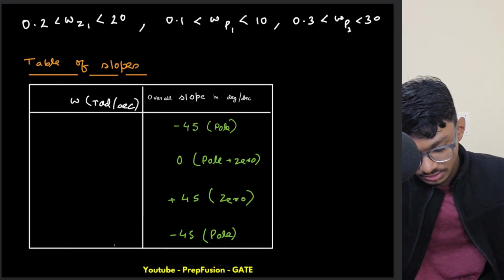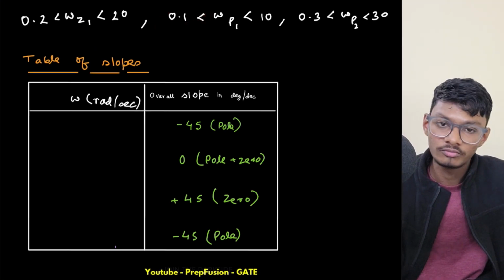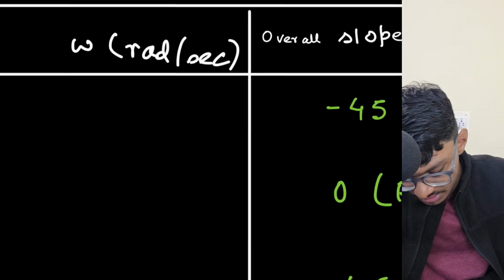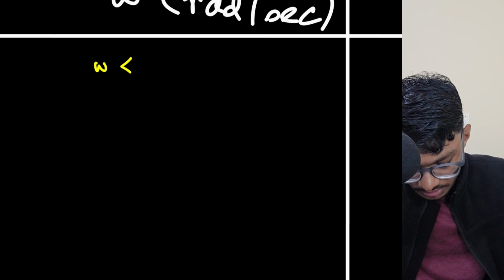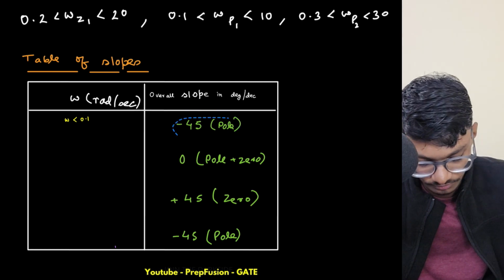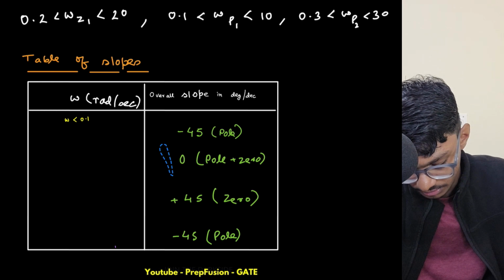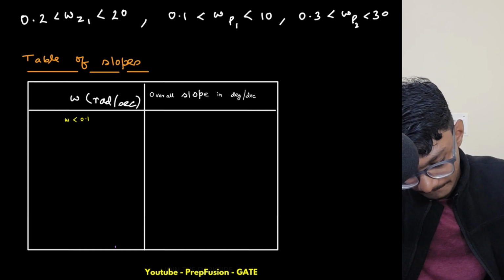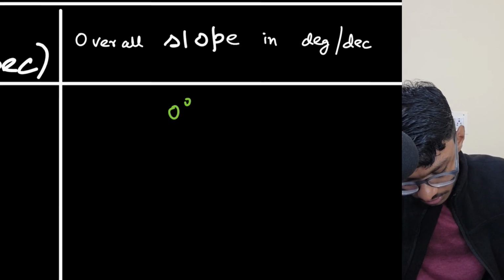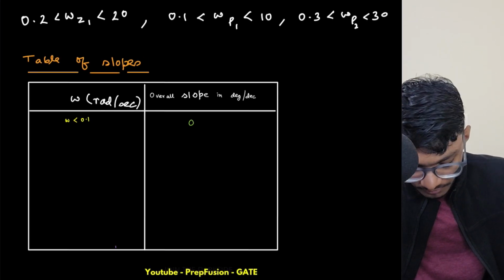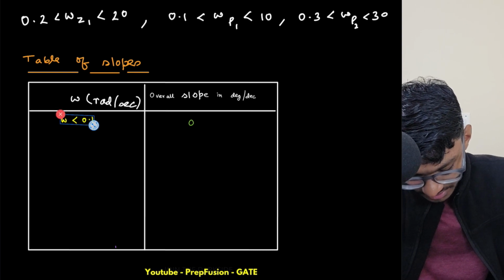So first, what is the least one? Least one is 0.1. So before 0.1, we have nothing, 0 degrees, right? Because k is positive. Obviously, this 2/3 is positive. So we have nothing. Hence, for omega less than 0.1, it is 0 degree. The slope is 0, and the angle is also 0. So nothing we have. So I will just delete all this. 0 degree, 0 simply. Now after, let me increase the size because this has reduced too much.